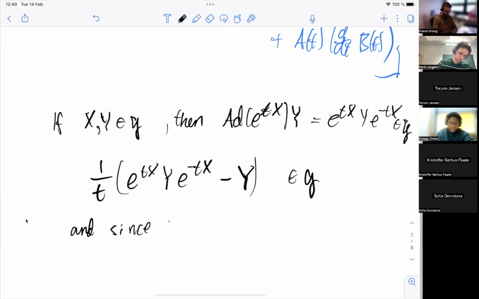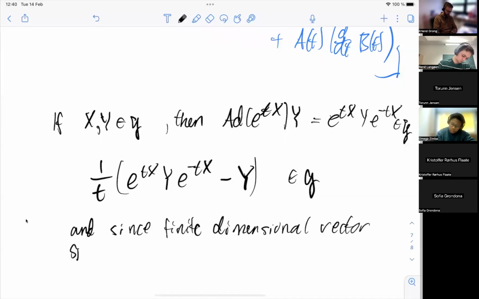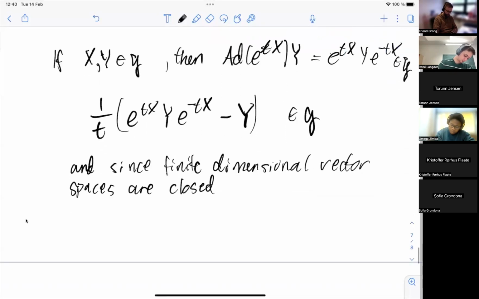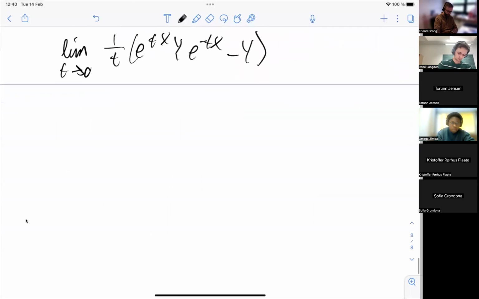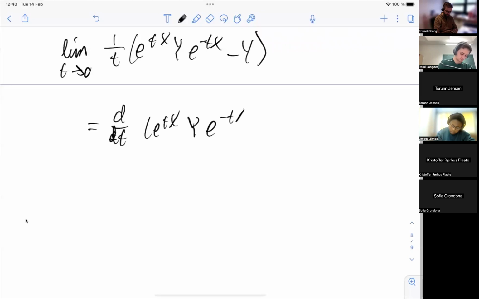And then since finite dimensional vector spaces are closed, the limit here, as t goes to 0, of 1 over t times e to the t x y e to the minus t x minus y, is actually the derivative of e to the t x y e to the minus t x at t equal to 0.